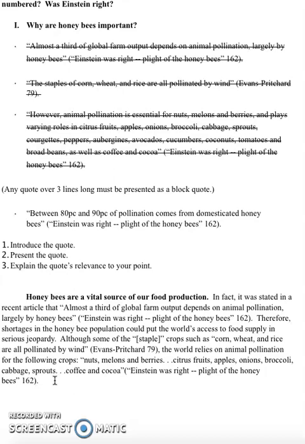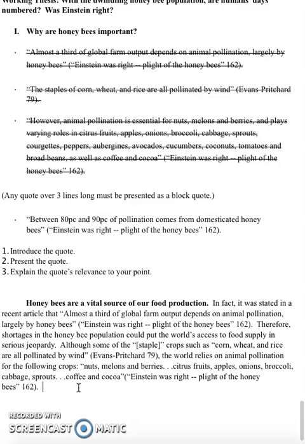Okay. What can I say here? Okay, and I need to do the same thing. I need to explain the quote's relevance to the point. So it would be difficult to conceive of life as we know it without these crops.